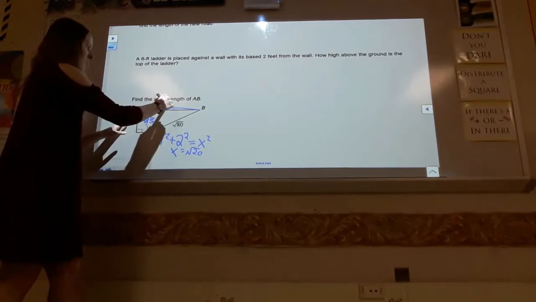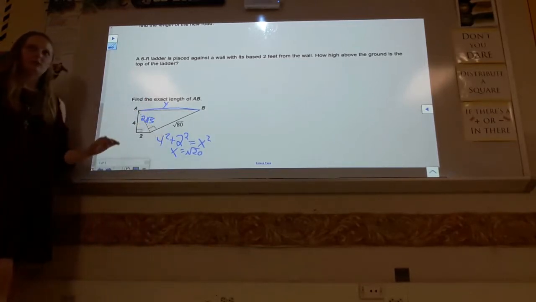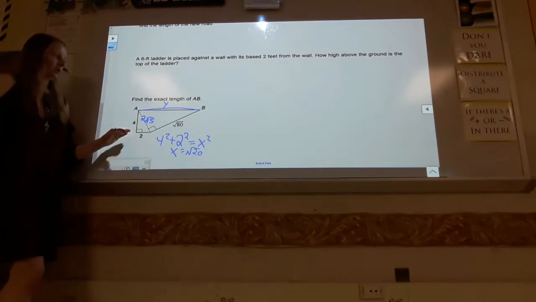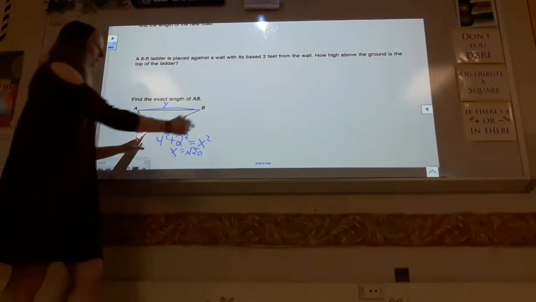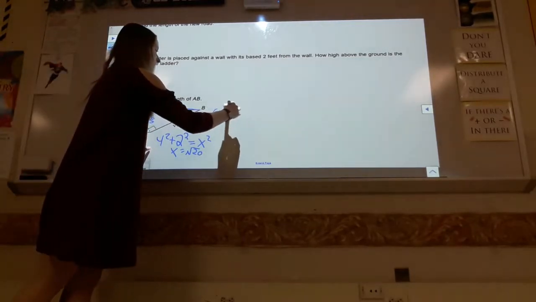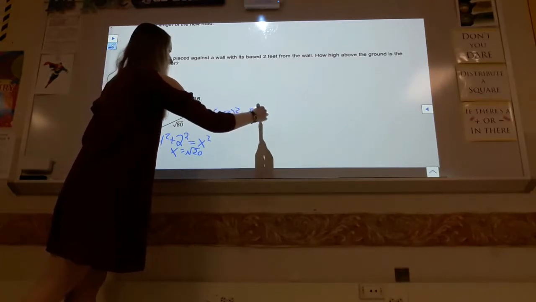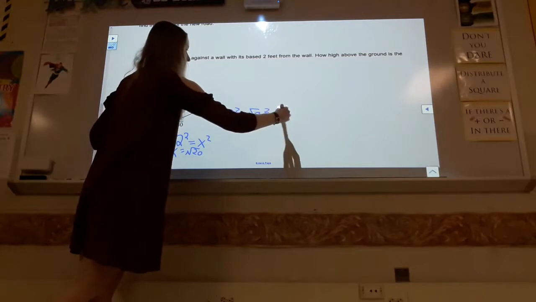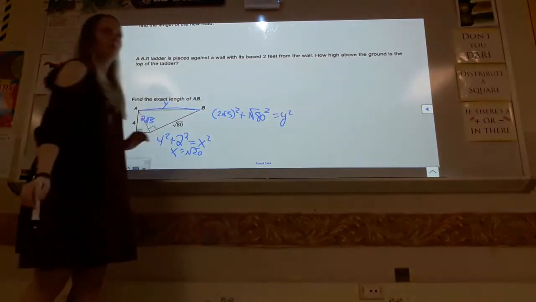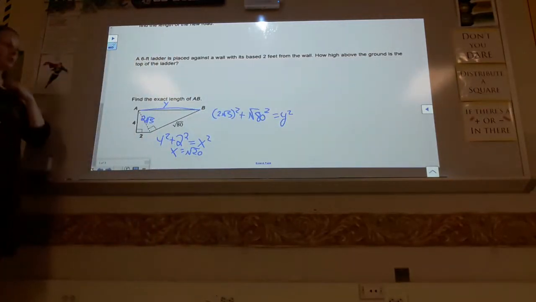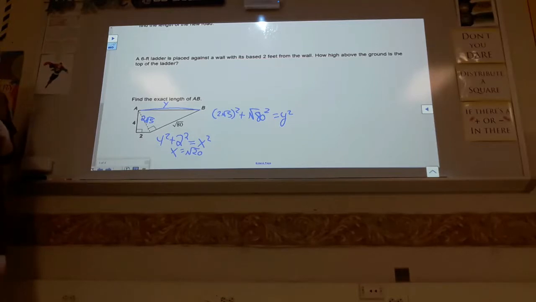So we're going to say this is our new variable here. I'm going to call it y just so it's different from the x we used before. So if I was doing the Pythagorean theorem, it would be 2 square root 5 squared plus square root of 80 squared equals y squared, or AB squared, whatever kind of variable situation you want to work with. How would I continue with this one?